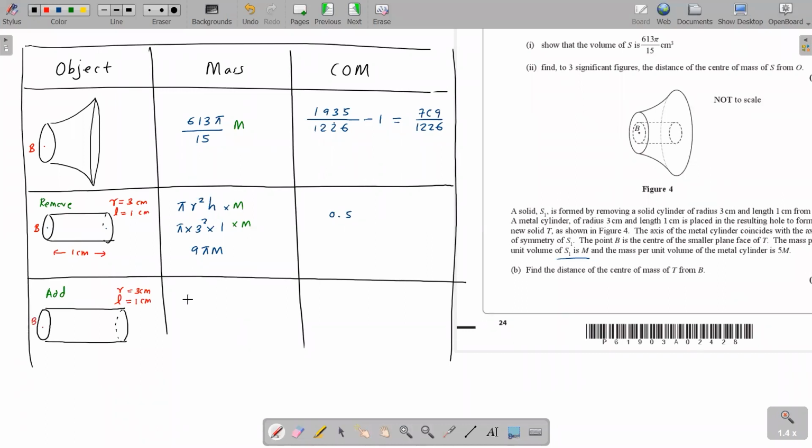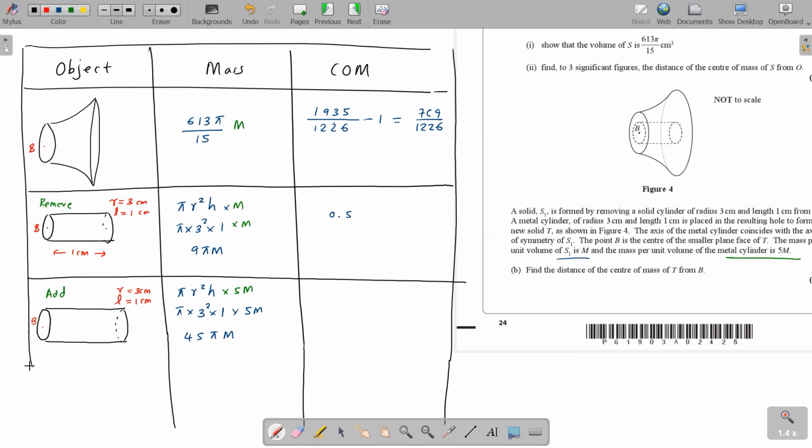Okay, so pi r squared h. And then this time, because it's the metal cylinder, you multiply the mass per unit volume of the metal cylinder, which is 5m. Can I have the answer here? Pi 3 squared h into 5m. How much is it? 9 times 5? 45. h is 1 here, right? 45 pi m. Are you with me?